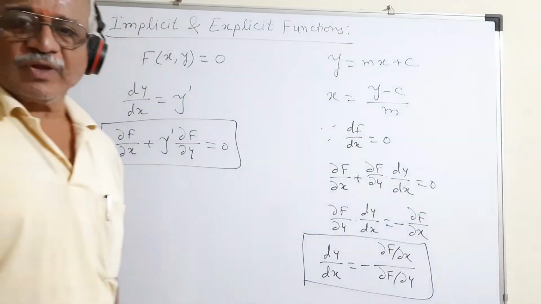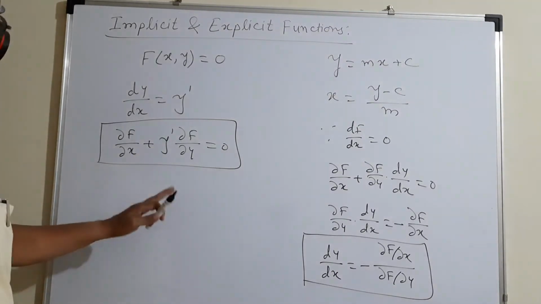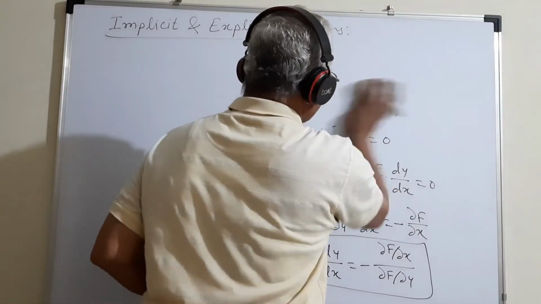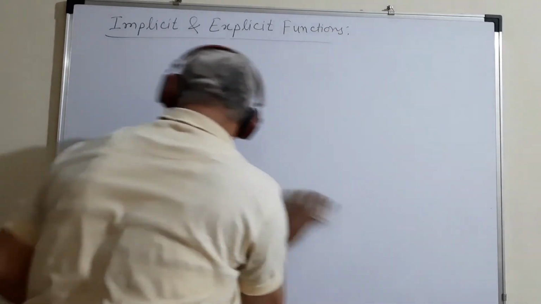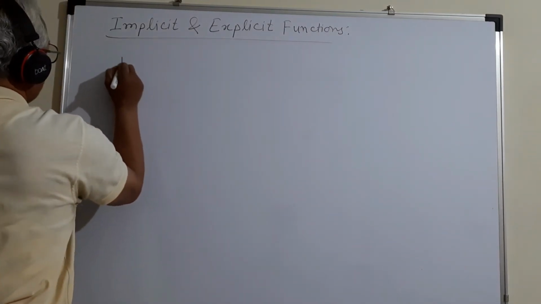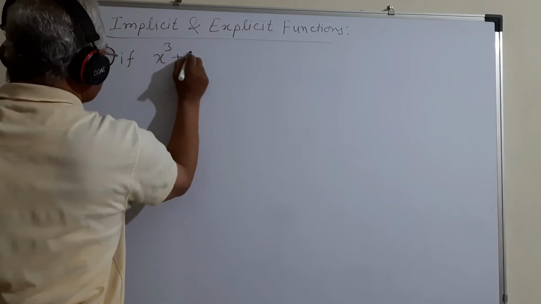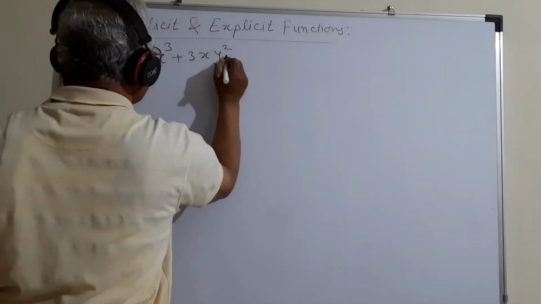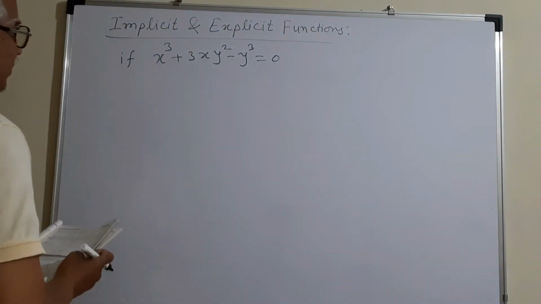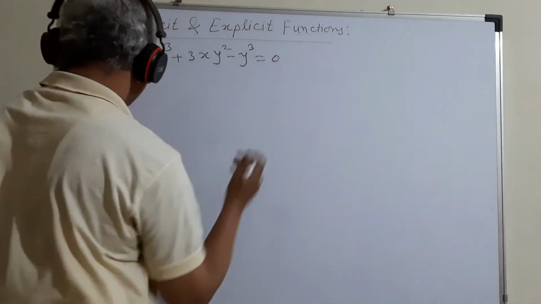So let us see one example. The concept of how to obtain dy by dx in case of implicit functions, let us see with the help of one example. Say we are given the function x cube plus 3x y square minus y cube is equal to 0. You are given the function f, which is a function of two variables x and y, expressed like this, and it is equated to 0.